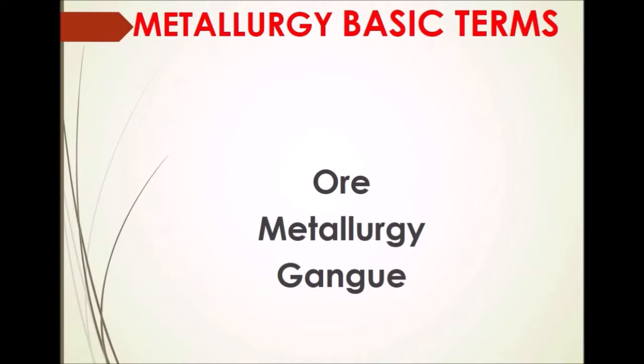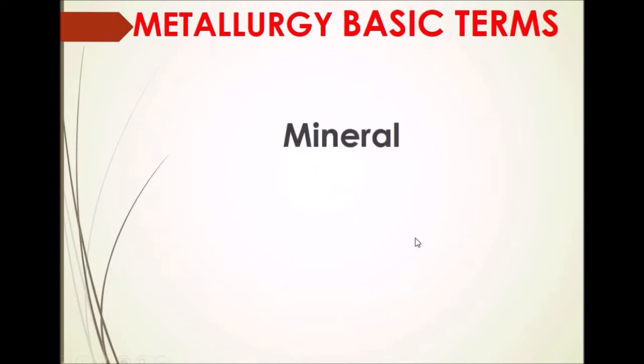Gangue: the earthy impurities like clay, sand, mud, rocky matter associated with the ore is termed gangue or matrix. Mineral: a naturally occurring chemical substance present in the earth's crust, which is obtained by mining, is called a mineral. They usually occur as oxides, carbonates, chlorides, nitrates, phosphates, sulfides, silicates, etc.